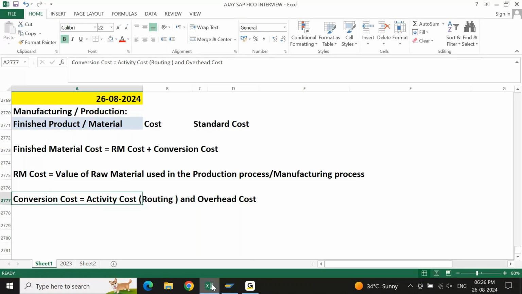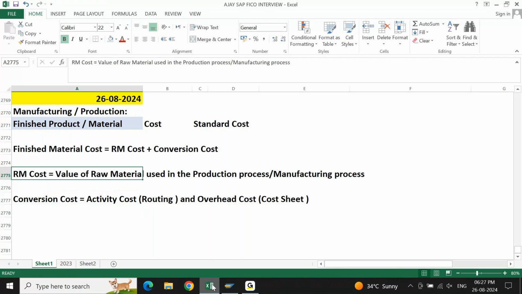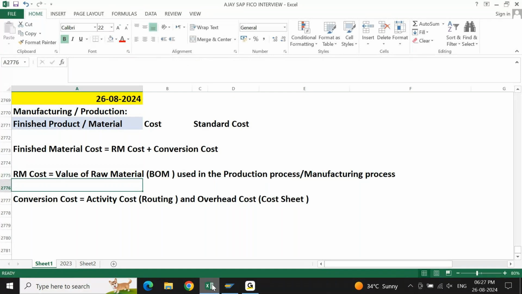Now, this overhead cost is coming from where? Cost sheet. This is coming from cost sheet or costing sheet. Now, raw material cost is coming from here. From where these raw materials are listed, what is that called? BOM. It is called as BOM. Right? In short, your cost is basically coming from BOM, routing, and cost sheet.